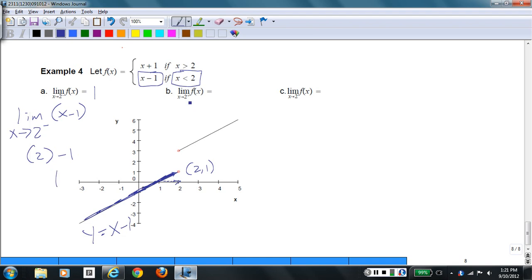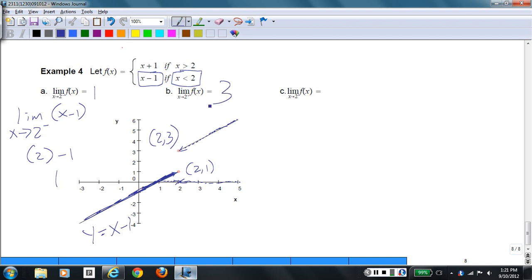For this one, the limit of f of x as x approaches 2 from the right. Well, visually, what's going on? Visually, x is approaching 2 from the right. Points on the graph are approaching what point? (2, 3). So the y coordinates are approaching 3. Yeah, so looks like that's 3.